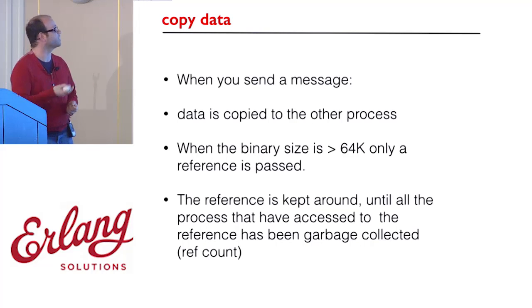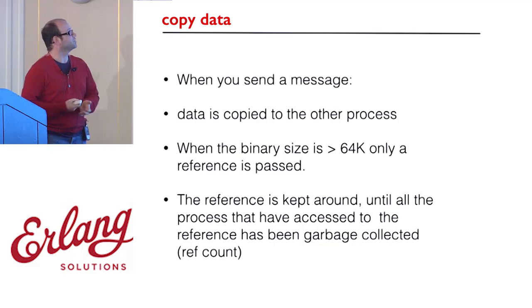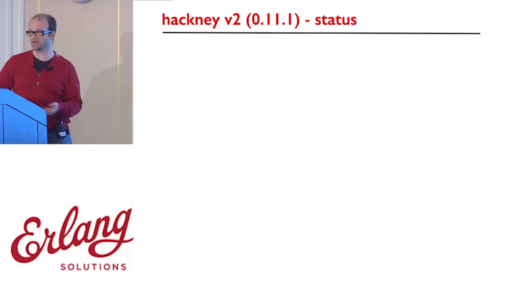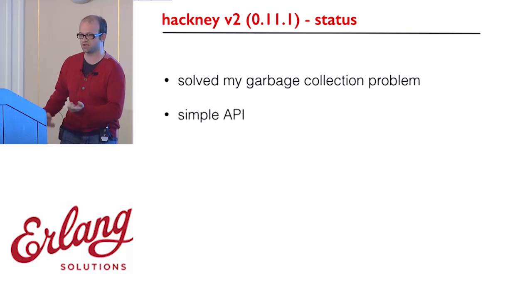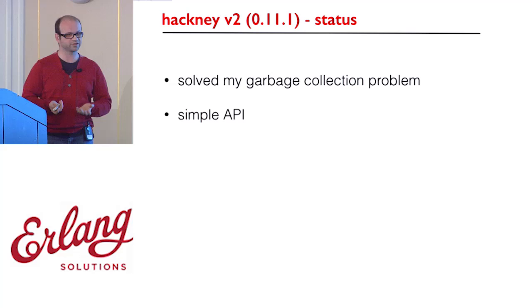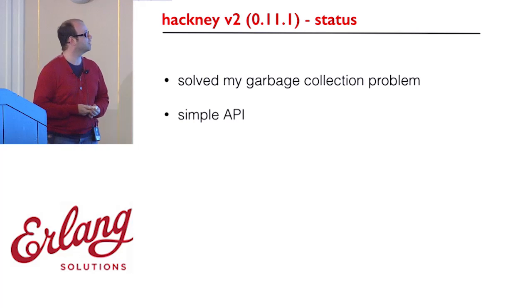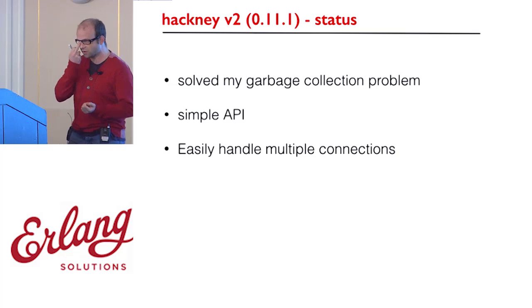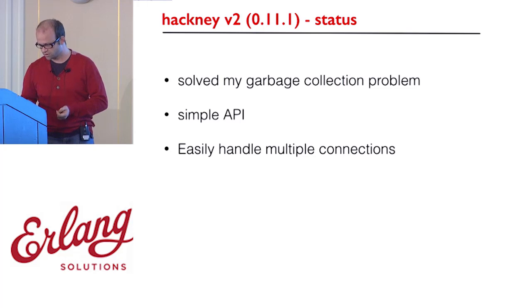And this is why I'm trying to improve the garbage collection in Hackney. It actually solved it, and my replicator is more efficient. I don't have to restart the machine. I don't have any memory hogs now using Hackney. I have a simpler API too. It can easily handle multiple connections. I actually haven't gone over 20,000 connections, but I think you can. Never tried.